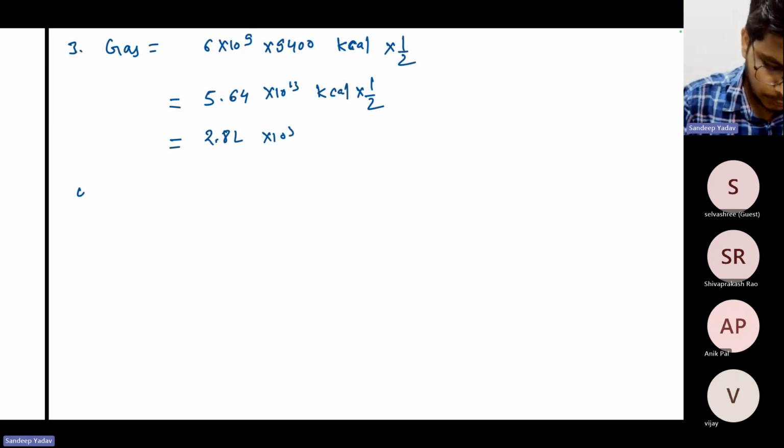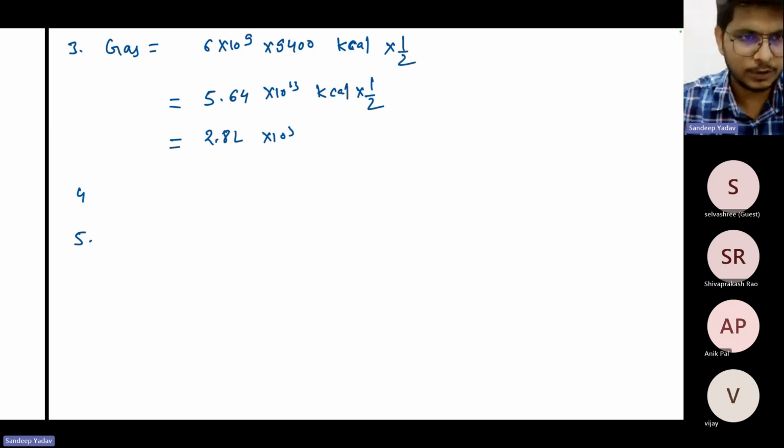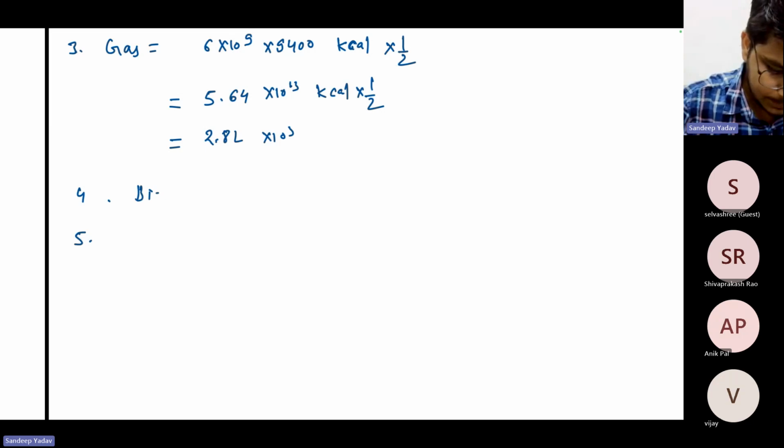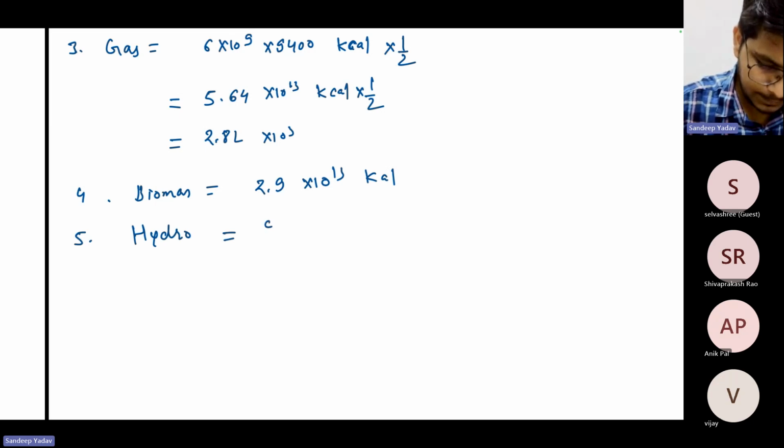Similarly, I'm not going to calculate for the biomass and hydro. You can just calculate it from here because it's going to be very time consuming. So I'm just writing directly: biomass will be 2.9 into 10 raised to power 13 kilocalorie, and hydro will be 8.07 into 10 raised to power 12 kilocalorie.